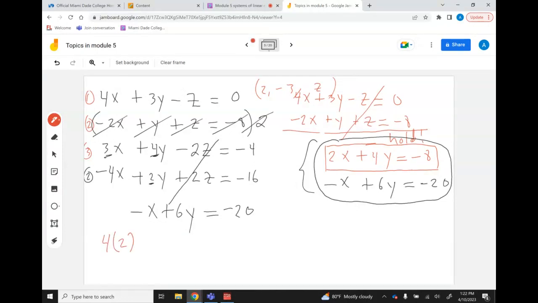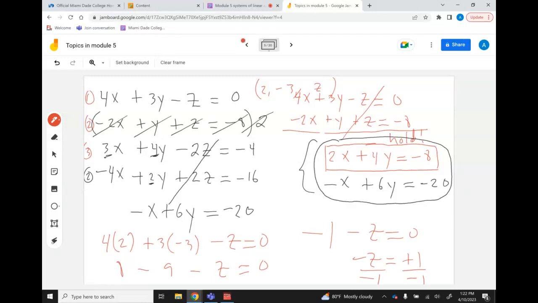4 times 2 plus 3 times negative 3 minus z equals 0. Okay, so what do we got here? We have 8 minus 9 minus z. This gives you negative 1 minus z equals 0. Move the negative 1 over. So you get positive 1, but then you have to divide by negative 1. So your answer would be z equals negative 1.